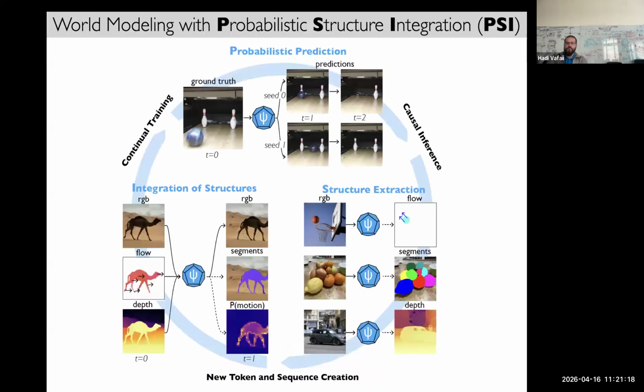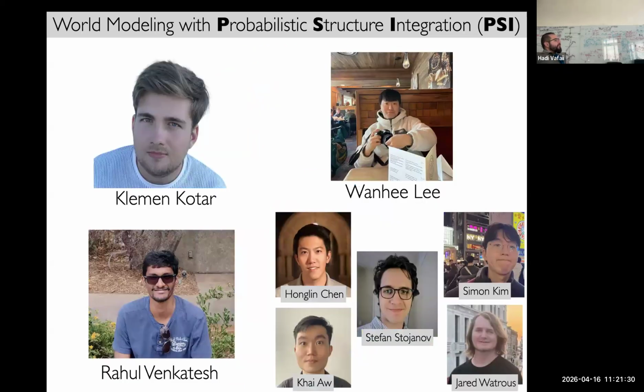Okay, so now let's talk about what we actually did that put these things together. This is where probabilistic structure integration came from. It's basically a cycle that has three components. First, I'm going to tell you who worked on it, who actually did it.